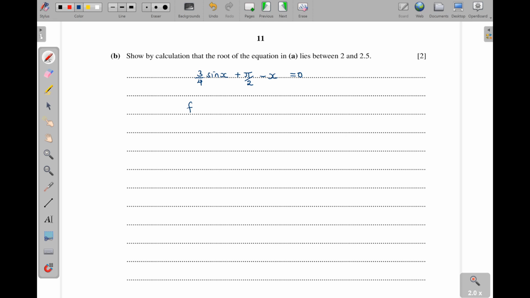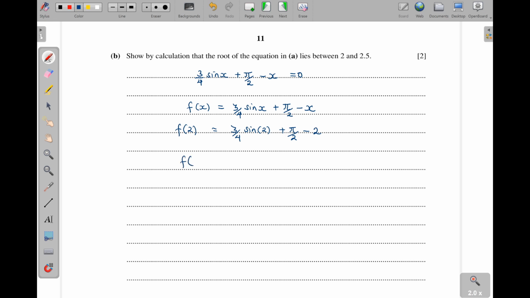Now I have a function in terms of x, because the root is when you get this function, you solve it, and then you get a 0. So a root is that value of x you're going to substitute in the function, and it reduces it to 0. So we shall have 3 over 4, then sine of x, plus pi over 2 minus x. So what do we get when we put a 2 here? So that would be 3 over 4 sine of 2, then plus pi over 2 minus 2.